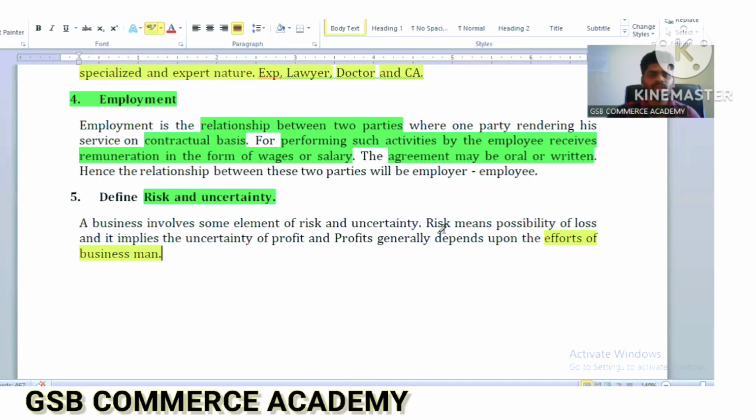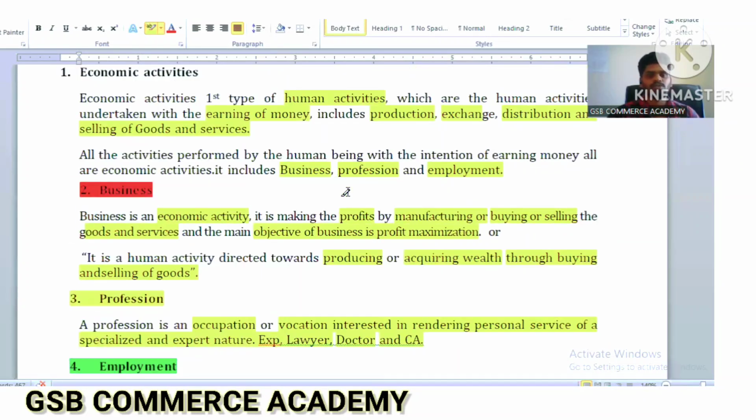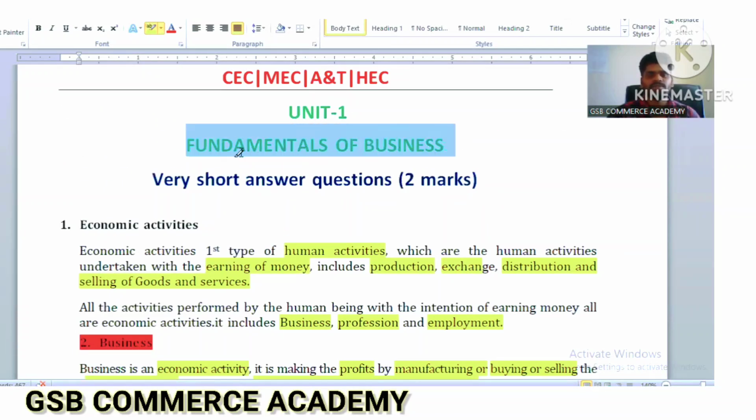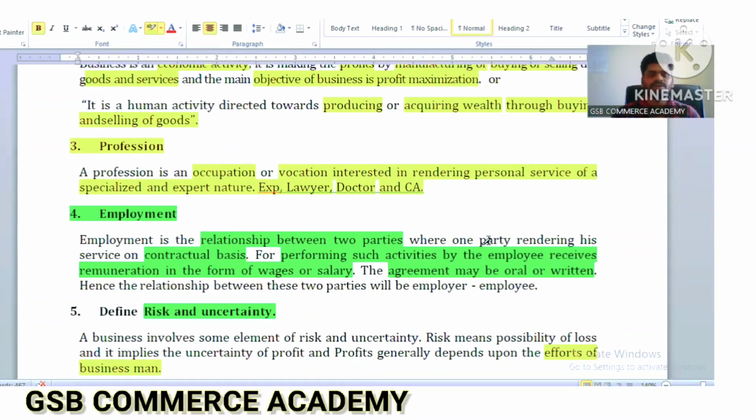These are all very, very important 2 marks questions, very short answer questions in this introduction to business or fundamentals of business. They are very important for the I.P.E intermediate examination.